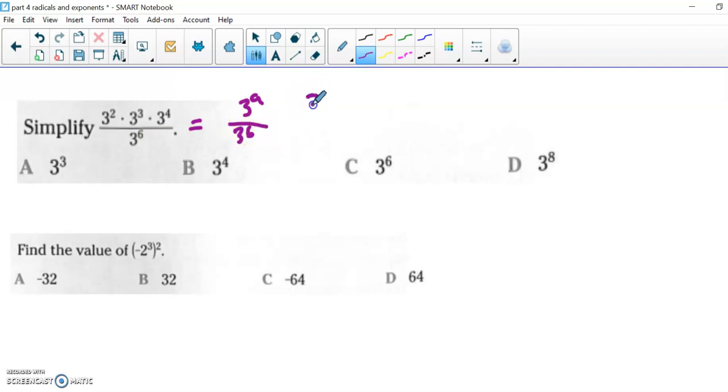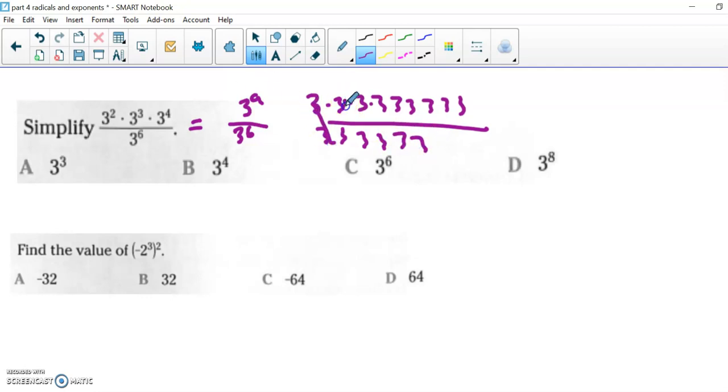If you have 9 3's, 1, 2, 3, 4, 5, 6, 7, 8, 9, all over 6 3's, 1, 2, 3, 4, 5, 6, you can see we're left with 3 to the 3rd. And if you remember, the shortcut is you just subtract. When you're multiplying exponents with the same base, you add them. When you're dividing exponents with the same base, you subtract. So we're looking for 3 to the 3rd.